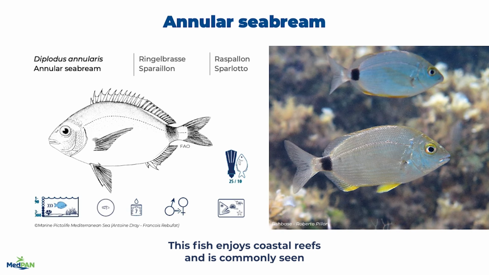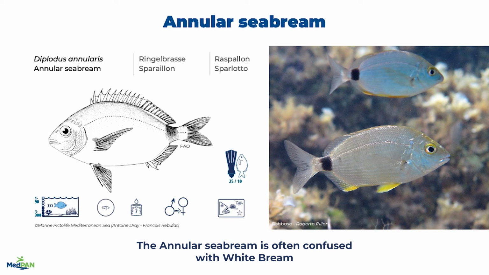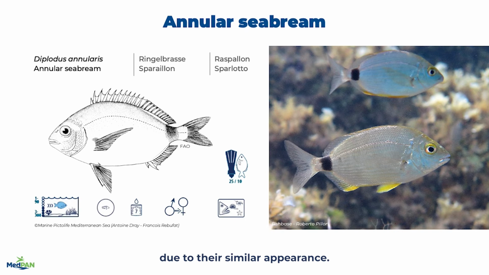This fish enjoys coastal reefs and is commonly seen in small groups near sandy bottoms or rocky areas. The young often inhabit brackish waters. The annular sea bream is often confused with white bream due to their similar appearance.